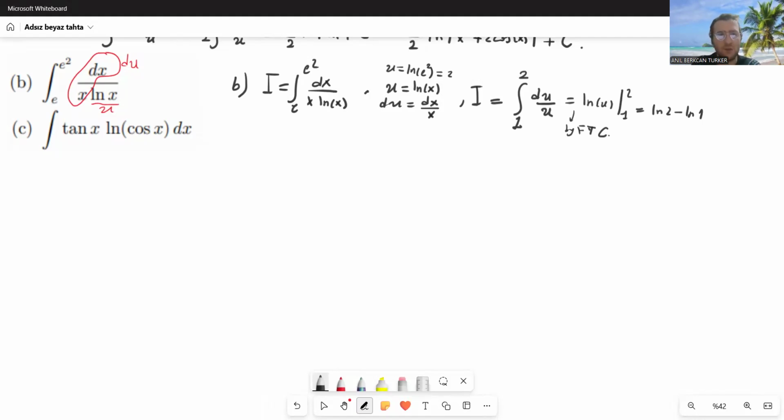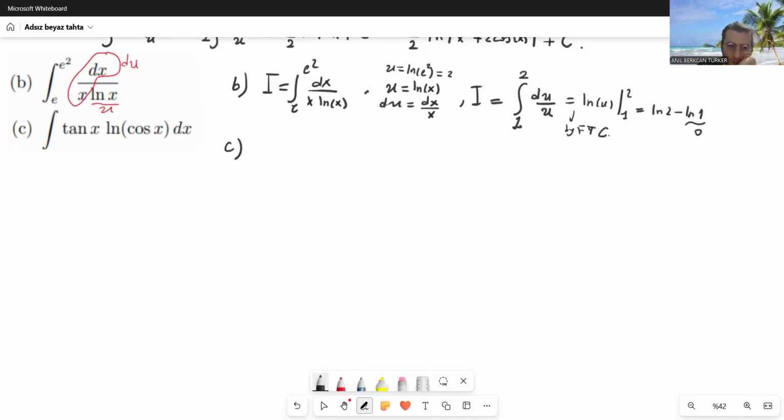By the way, since your integral is a definite one, when you change the variable, you don't have to go back to your original values because you also change your boundaries, so it is the same integral. By the way, ln 1 is 0, so it is just ln 2.